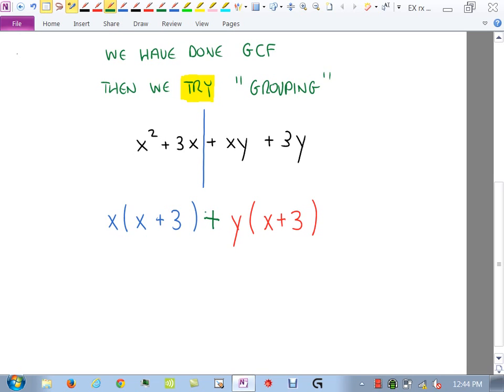On your test or on your quiz or whatever it is I give you, if you forget that, I'm going to take a point off. I mean, just a little bit, but it's so important for you to understand that there is addition or subtraction between those two pieces.